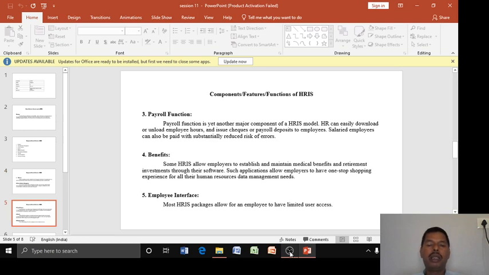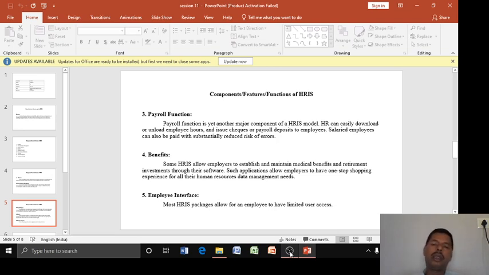Next, the third one, payroll functions. Payroll function is yet another major component of an HRIS model. HR can easily download or upload employee hours and issue checks or payroll deposits to employees. Salaried employees can also be paid with substantially reduced risk of errors.